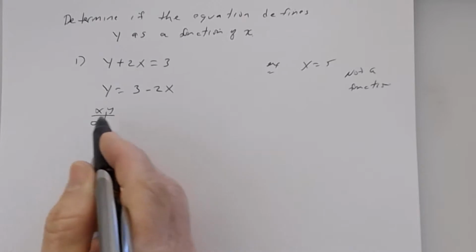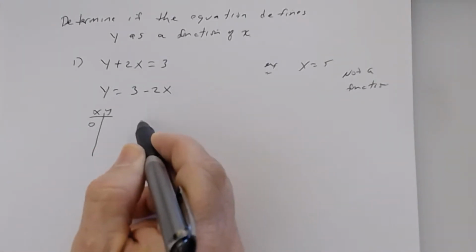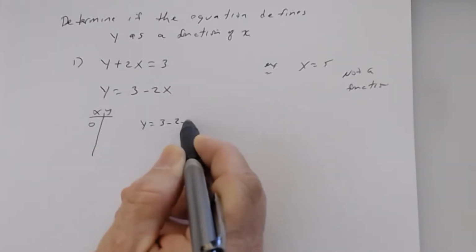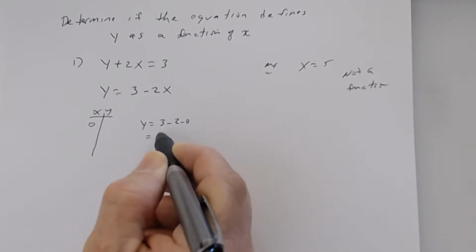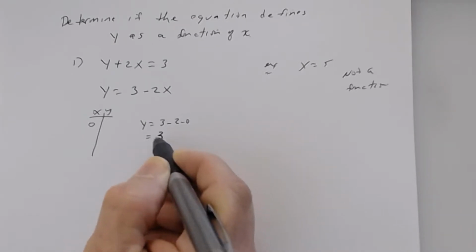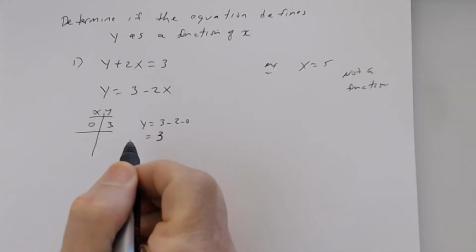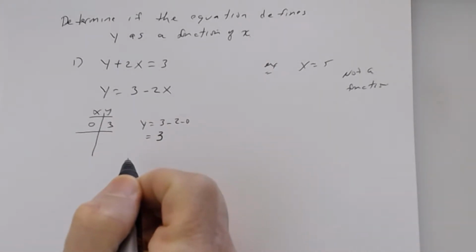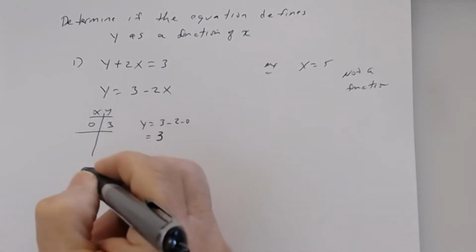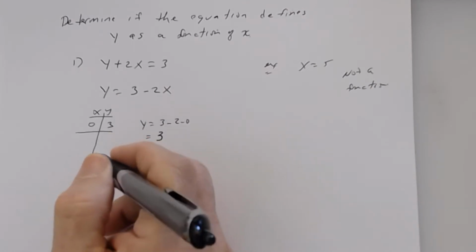If x is 0, what's my y value? I get y equals 3 minus 2 times 0, which is what? 3, right? So when x is 0, I get only one y value. What is it? 3. Remember, the definition of function for each x coordinate has got to be exactly one y coordinate. But you got to check some more, though. You can't just do 1 or 2 or 3.